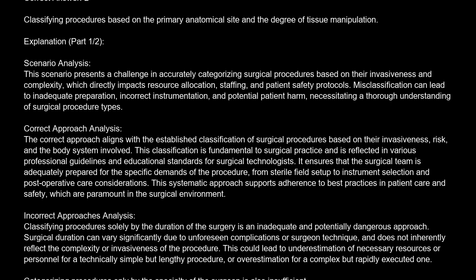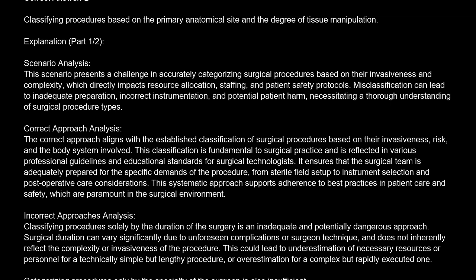standards for surgical technologists. It ensures that the surgical team is adequately prepared for the specific demands of the procedure, from sterile field setup to instrument selection and post-operative care considerations. This systematic approach supports adherence to best practices in patient care and safety, which are paramount in the surgical environment.